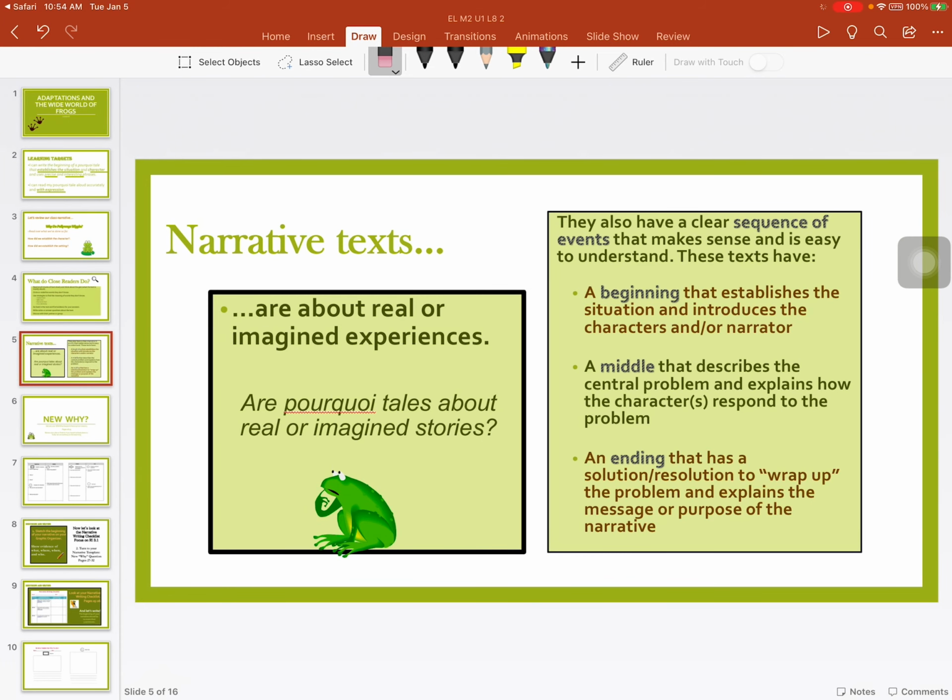Narrative texts are about real or imagined experiences. Are Pourquoi tales about real or imagined stories? Right, they're about imagined stories. They also have a clear sequence of events that make sense and are easy to understand. These texts have a beginning that establishes the situation and introduces the characters and/or narrator, a middle that describes the central problem and explains how the characters respond to the problem, and an ending that has a resolution to wrap up the problem and explains the message or purpose of the narrative.